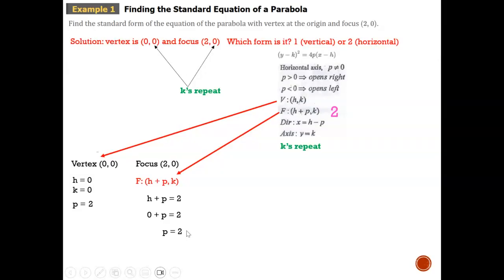I found my P. Now I go to the equation, which is (Y minus K) squared equals 4P(X minus H). All we do is plug in the values for H, for K, and for P. So on the left side, it's going to be Y squared equals 4 times 2, which is 8, 8X. This is the equation that we're looking for.